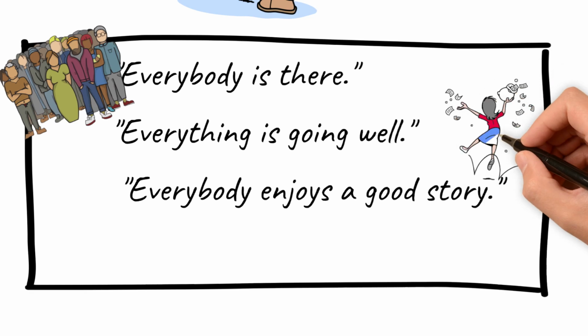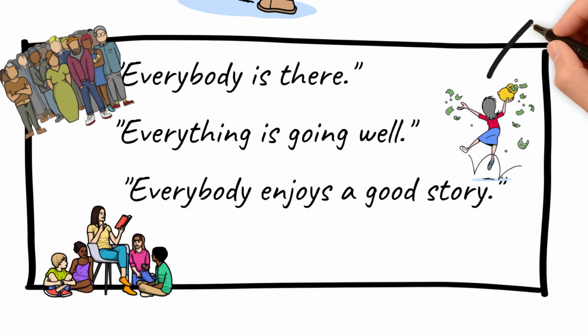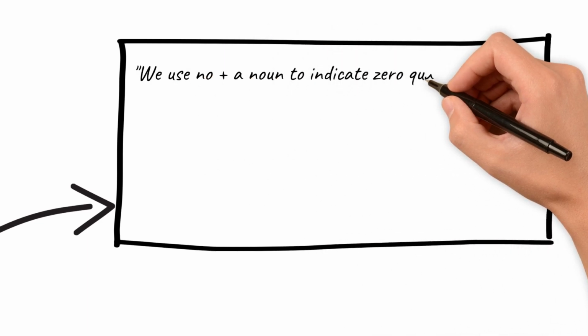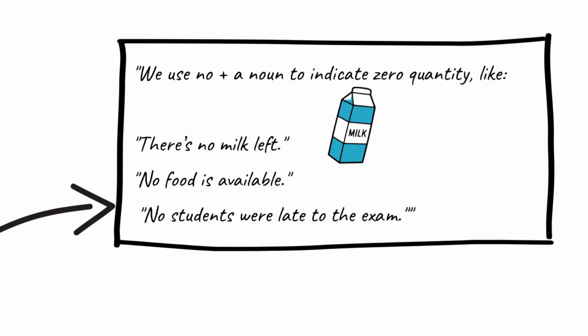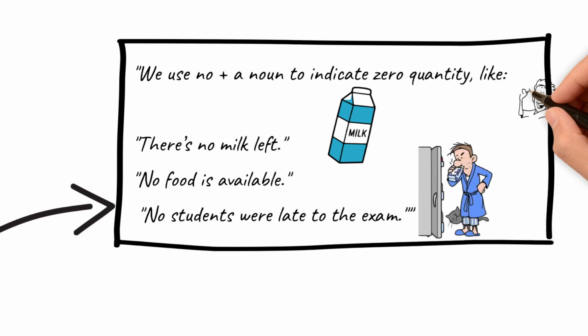No, none, any, and anyone. Moving on to no, none, any, and anyone. We use no plus a noun to indicate zero quantity, like there's no milk left. No food is available. No students were late to the exam.